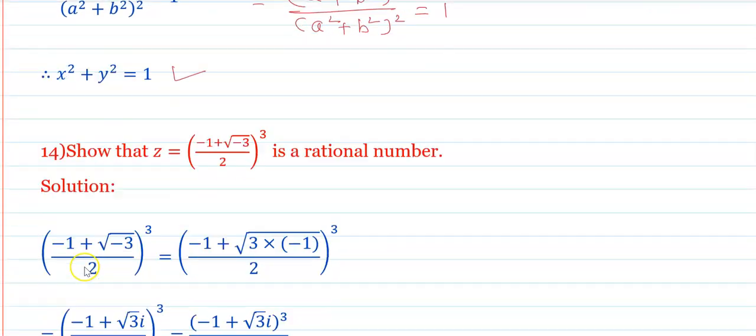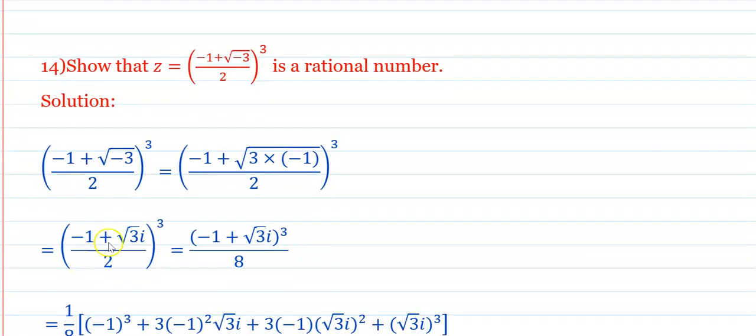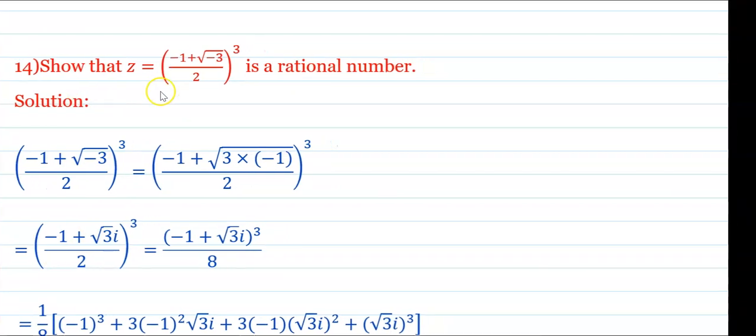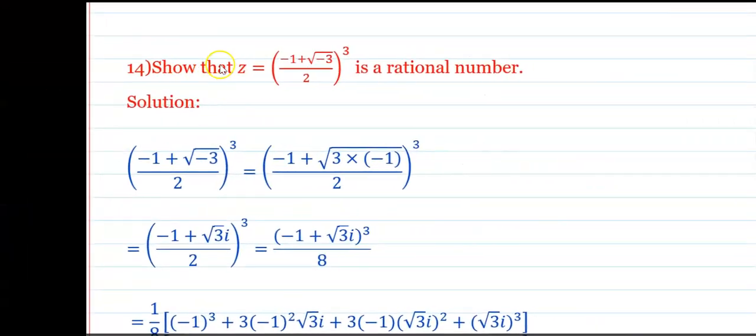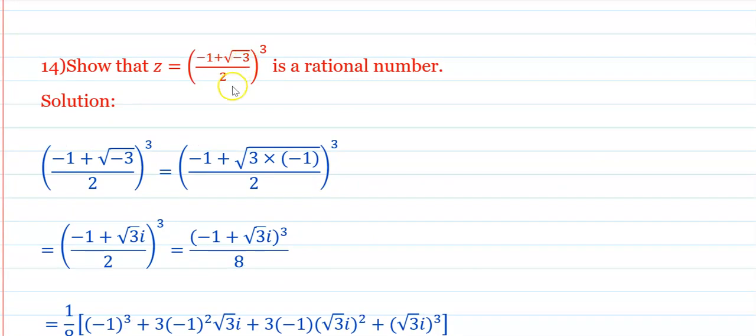Okay. Now the question number 14. Show that z is equals to ((minus 1 plus i root of minus 3) upon 2) whole cube is a rational number. Now see this here. ((Minus 1 plus i root of minus 3) upon 2) whole cube is minus 1 plus. Root of minus 3 means what? 3 into minus 1. Okay. This minus 1 means what? I square. 3 into i square.